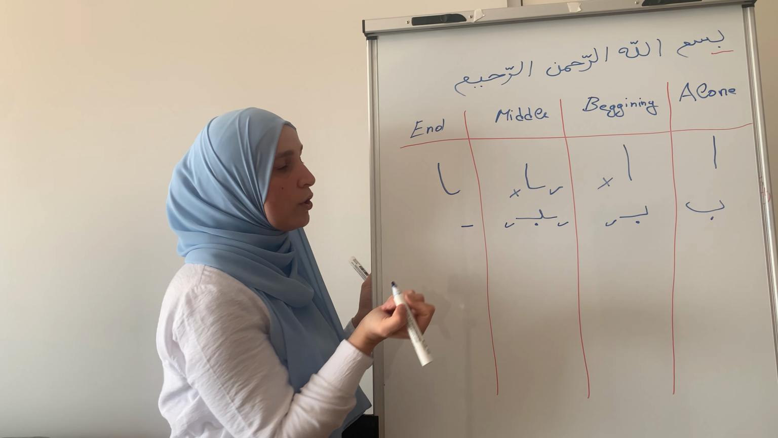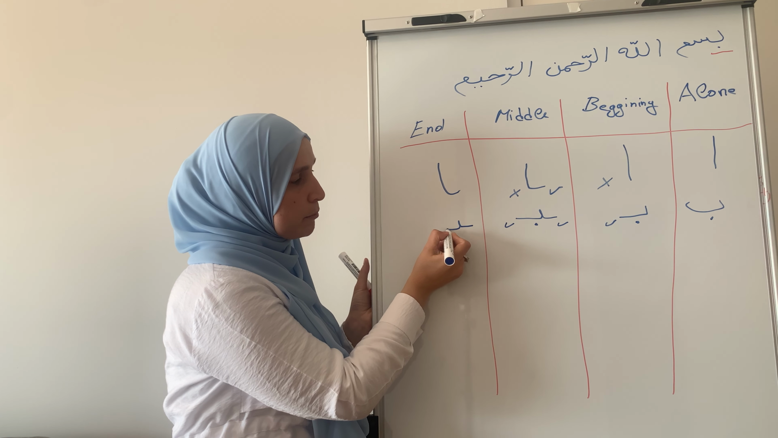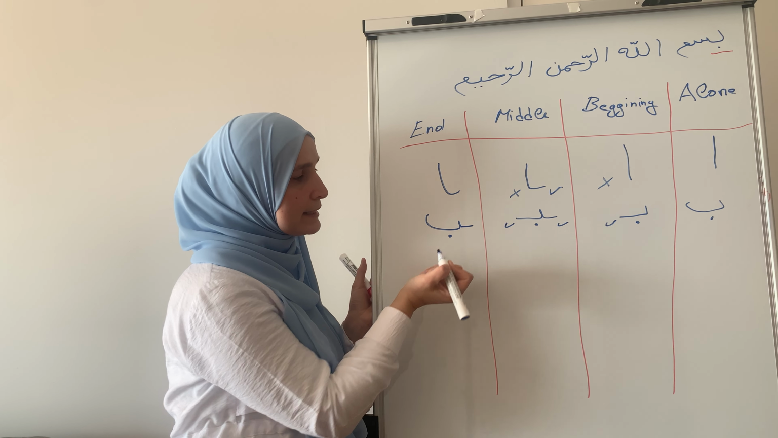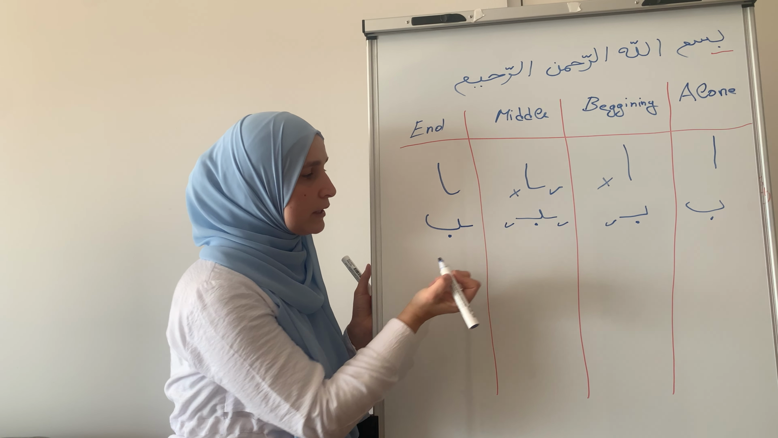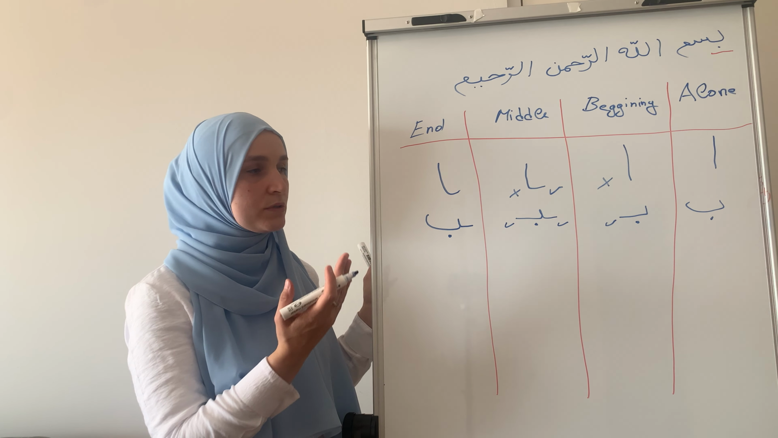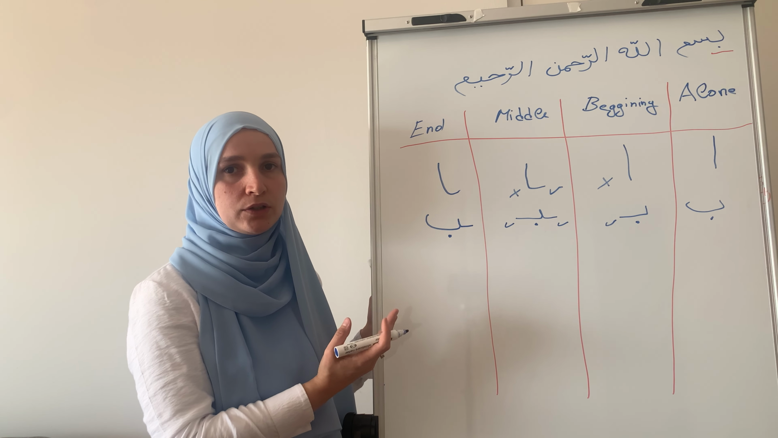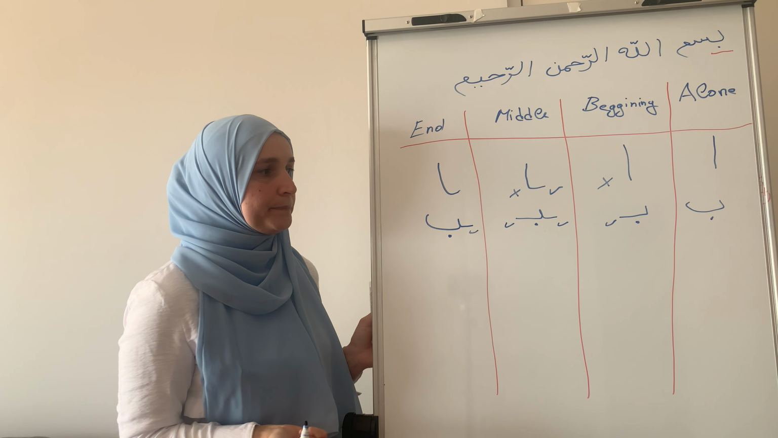At the end of a word, it's going to be connected on one side because it is the last letter of a word. And we close the letter here. Why? Because B is the last letter of a word. And for sure it's connected here.